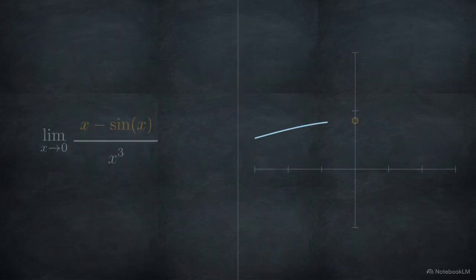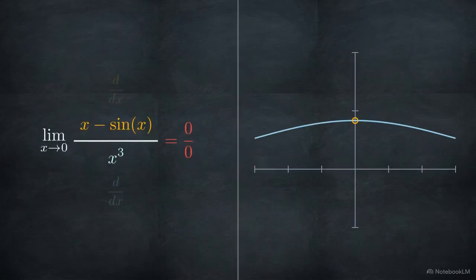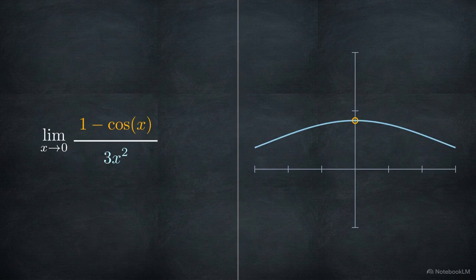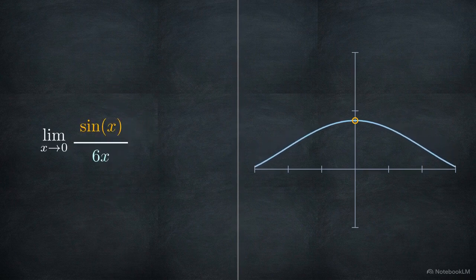This split screen tracks the calculation. On the left, taking the derivative of both sides gives us 1 minus cosine x over 3x squared. On the right, the function's graph smooths out slightly. However, plugging 0 into this new expression still yields 0 over 0. Because the new ratio remains indeterminate, we apply the rule recursively.